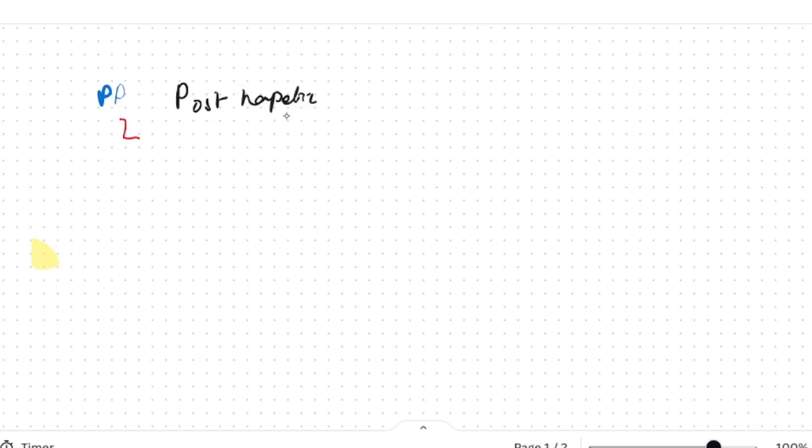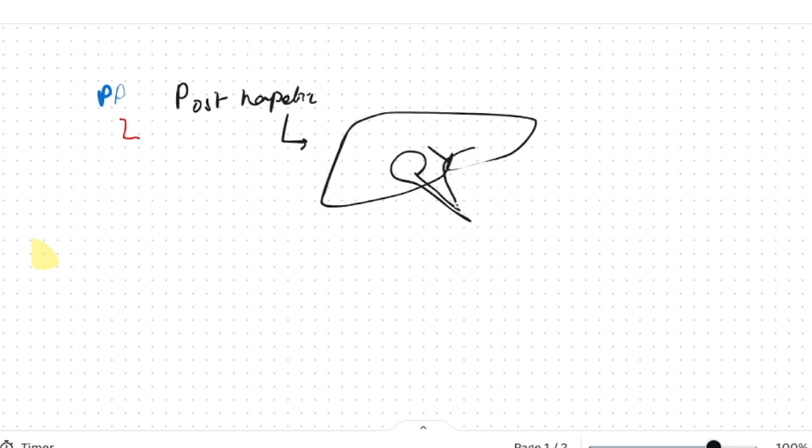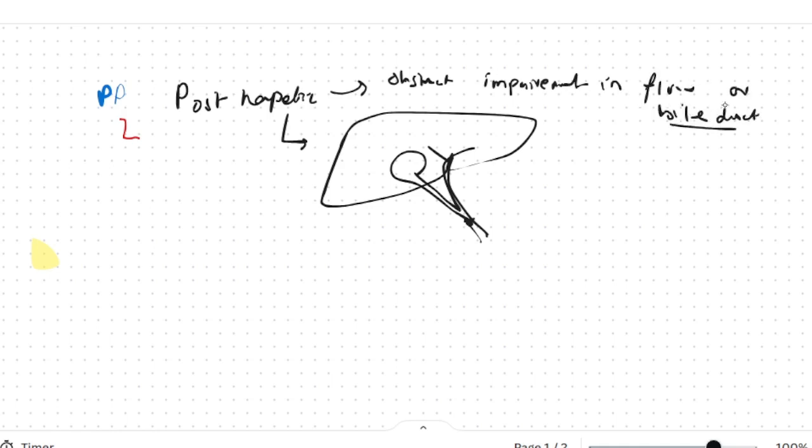Now about post-hepatic. What is post-hepatic? There is no increased RBC destruction and no liver disease. For example, this is your liver and the post-hepatic circulation. This is your cystic duct, this is your hepatic duct, and they form the bile duct. Post-hepatic means obstruction or impairment in flow in the bile duct. That is called post-hepatic or obstructive jaundice.